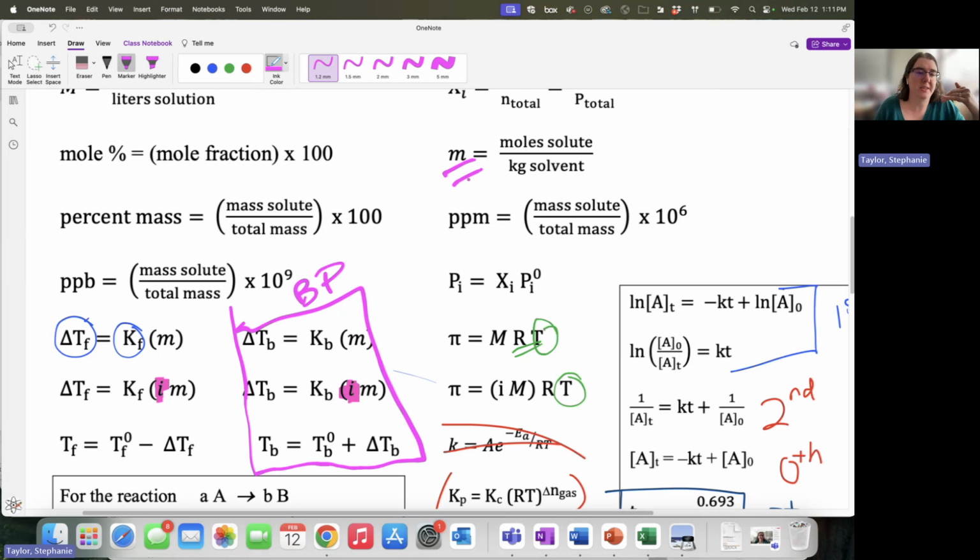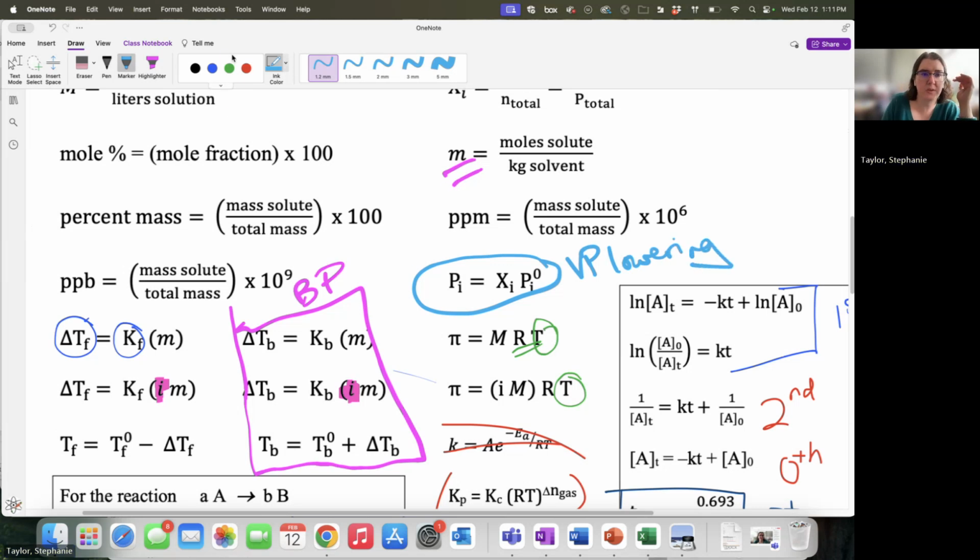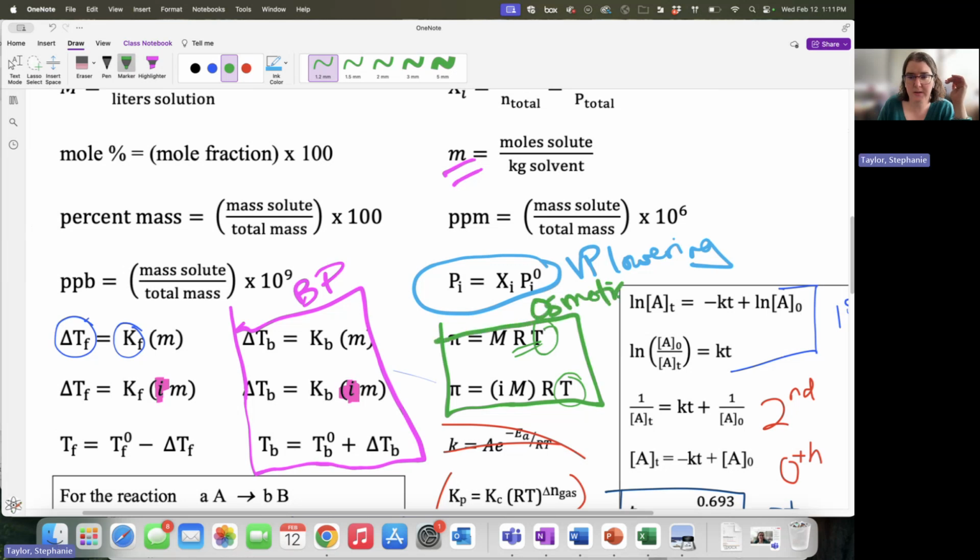So I understand the idea of like, can you just tell me what everything is? And the difficult thing is some of these go together in interesting ways. This is vapor pressure lowering. That's what that one is. These two that I've scribbled on a little bit are osmotic pressure. This is freezing point.